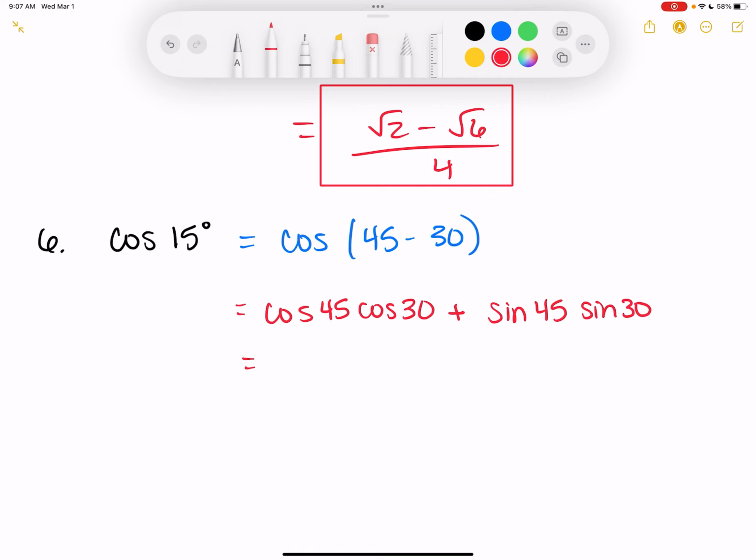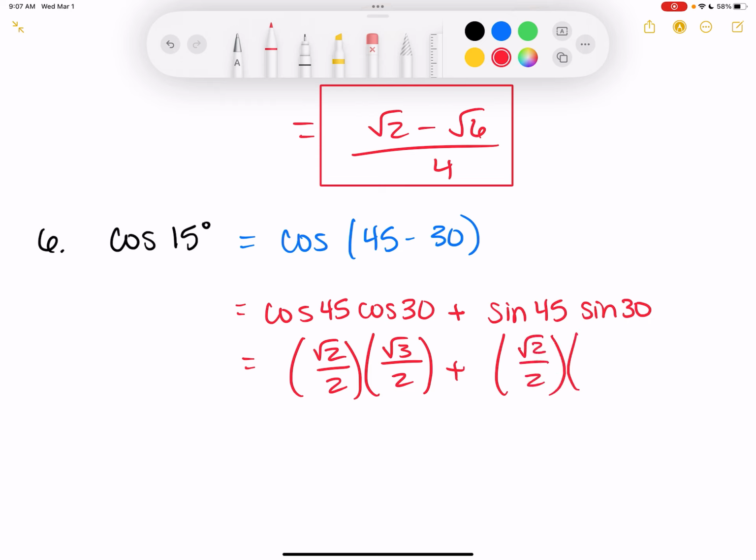So the cosine of 45 is? Square root of 2 over 2. Yep. Cosine of 30? Square root of 3 over 2. Sine of 45? Square root of 2 over 2. And sine 30? 1/2.